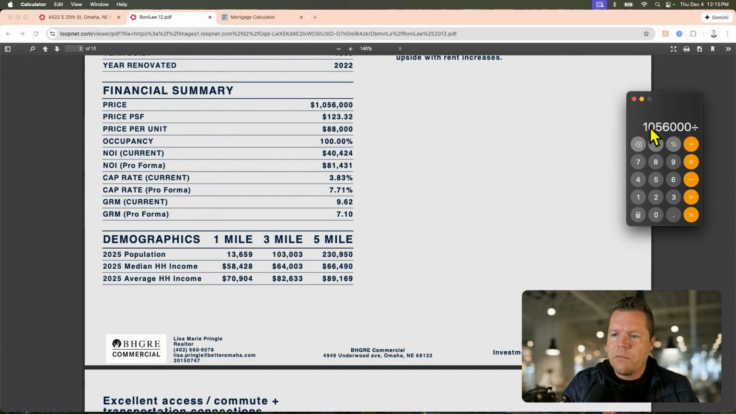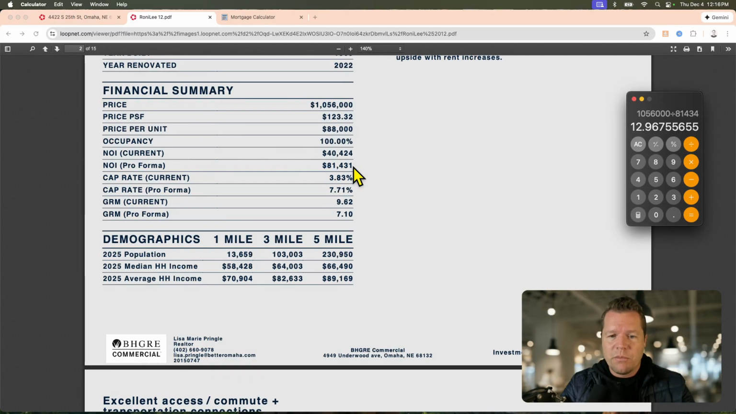So if we take the 1,056,000 asking price and we divide that by their pro forma, what they think you can get for net operating income, that gives us 13. So it's 13 times, the asking price is this number times 13. So essentially it would take 13 years to pay it off, which we're getting closer to it being a decent deal at that rate. I'd like those to be the rents currently, because it's still going to have to put a bunch of money into this thing.